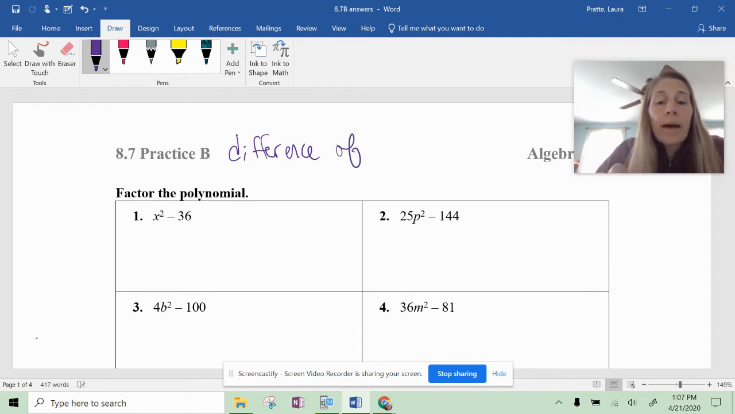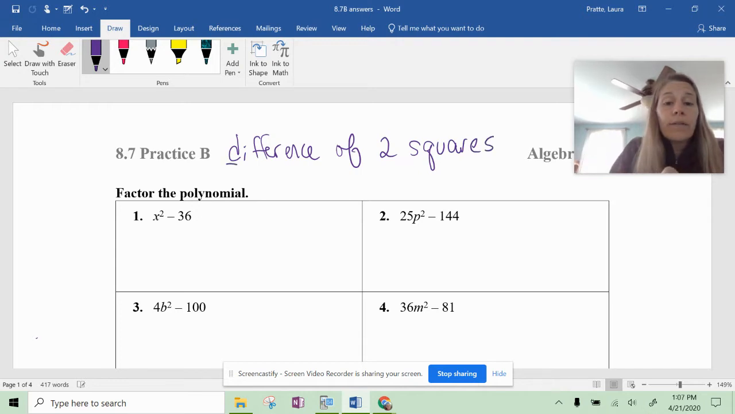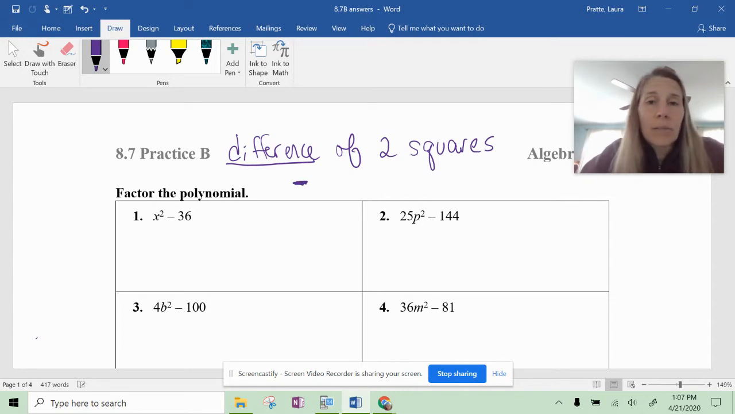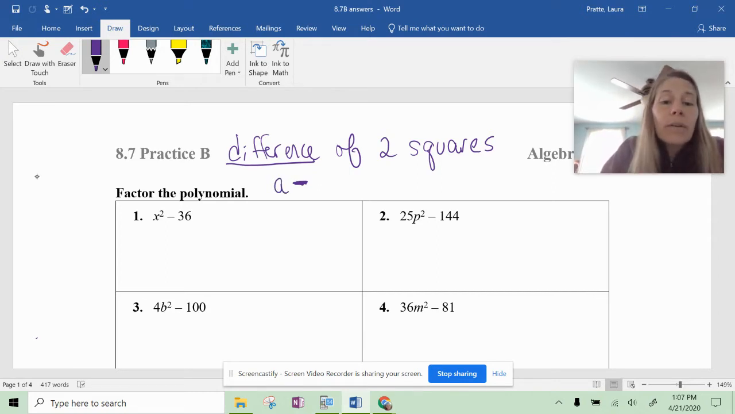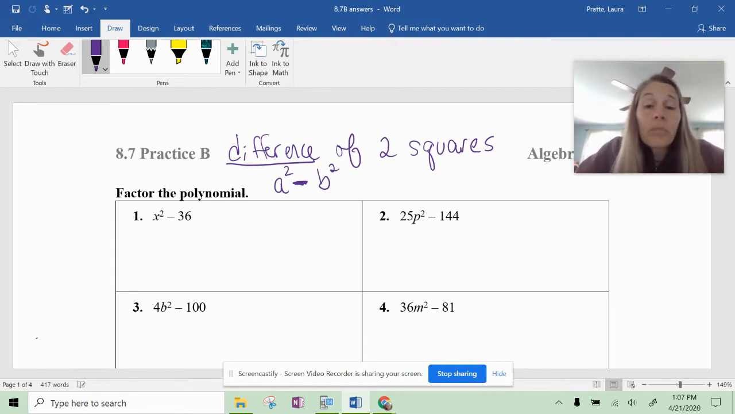The difference of two squares was the first pattern that we talked about. Now, the difference of two squares, difference basically means subtraction, right? So there has to be a subtraction sign in the middle. If there's an addition sign, that automatically disqualifies it from being able to use this pattern. And then you need to have two things squared. They can be variables or numbers, or some combination of the two, but they have to be perfect squares.